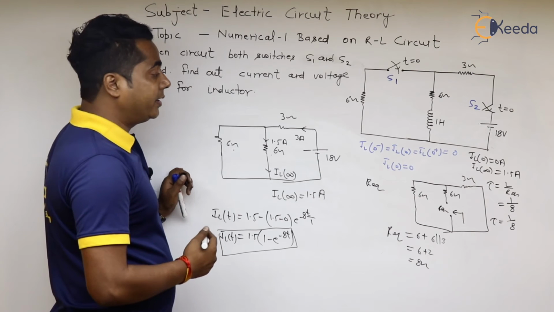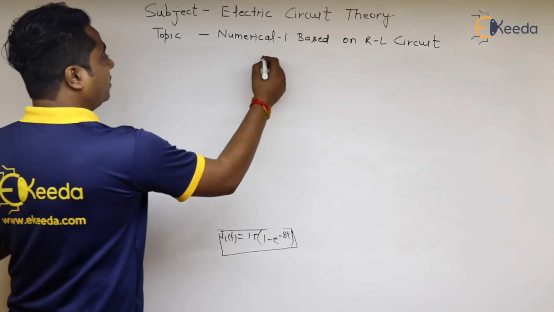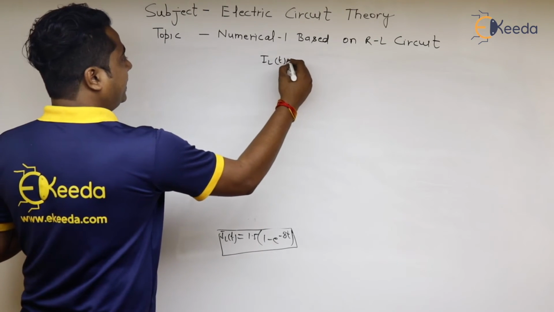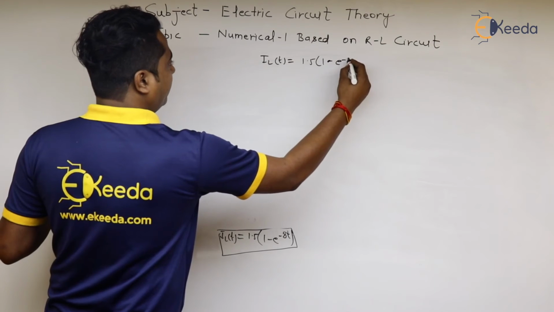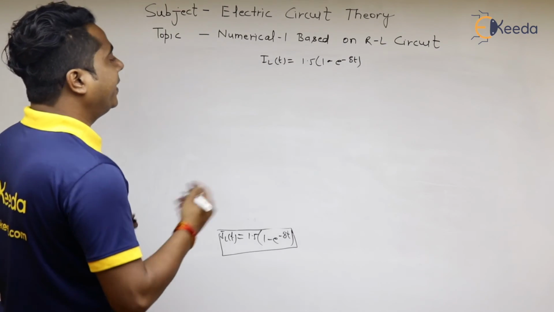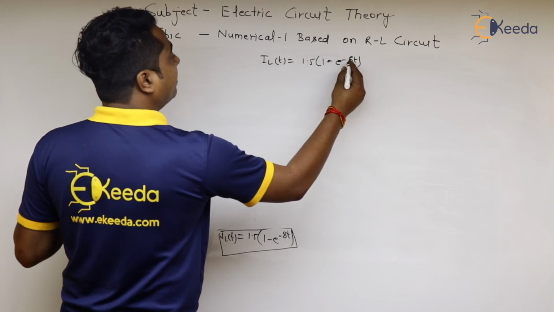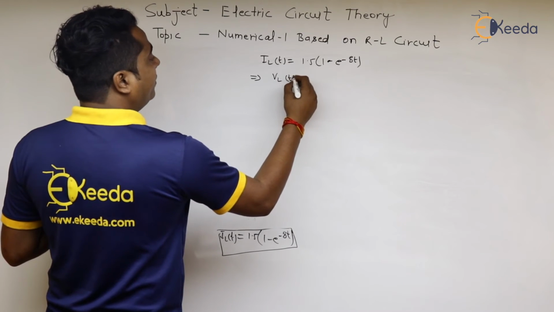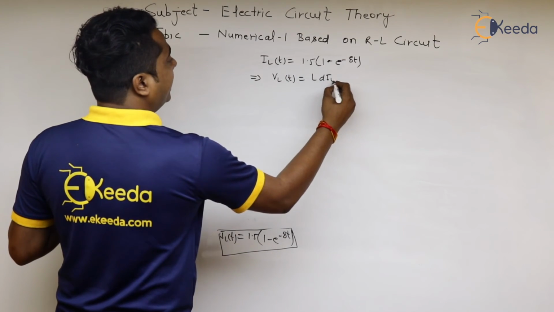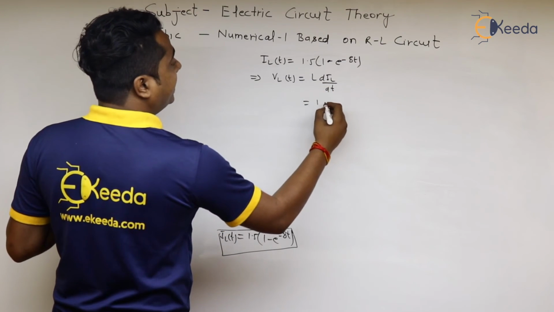and by differentiating this we can calculate the value of VL. So now we are going to find out the value of VLT. We have the value of ILT is equal to 1.5 into 1 minus e to the power minus 8t. Now we can calculate the value of VLT is equal to L dIL by dt. We note the value of L is equal to 1 Henry and dIL by dt.